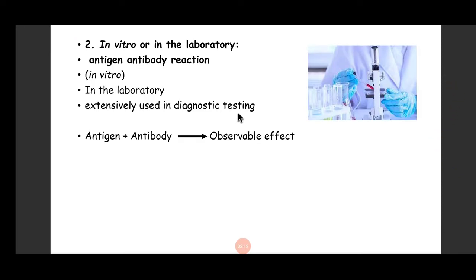In today's lecture, we will talk more about the antigen-antibody reaction in vitro, which means in glass, or in a test tube, or in the laboratory. Right, antigen-antibody reaction in vitro. And we use this reaction for various diagnostic tests, because when we mix antigen with antibody, it gives some kind of observable effect. Right, and that observable effect can tell us that an antigen-antibody reaction has taken place.